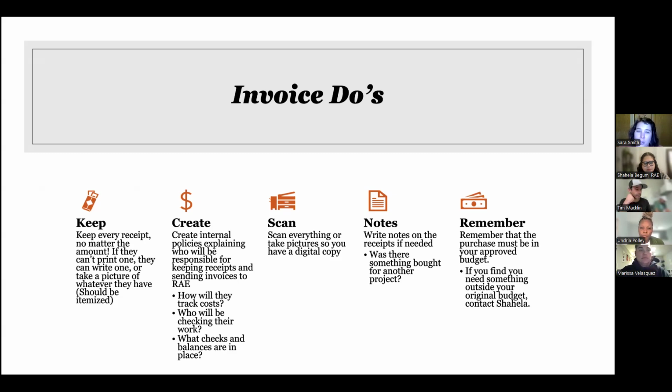You can always write notes on invoices. If there's an invoice that has, again, maybe multiple grants, and two of the things on the invoice are for this grant, you can circle those and make me a note so that we know exactly what we're reimbursing.